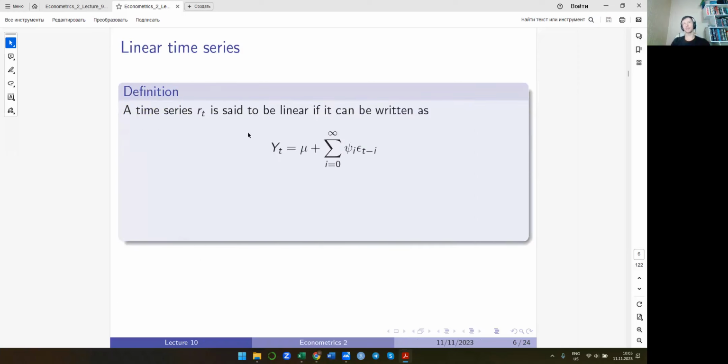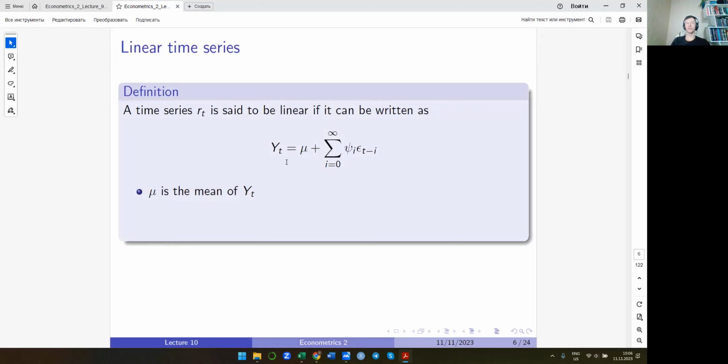Now, a linear time series. So a linear time series y_t is such a time series that can be written as the sum of this white noise series multiplied by coefficients psi, plus some constant. So this is the definition of a linear time series. Whenever you are able to represent your series in such form, you can be sure that the series is linear. Mu is the mean of y_t.